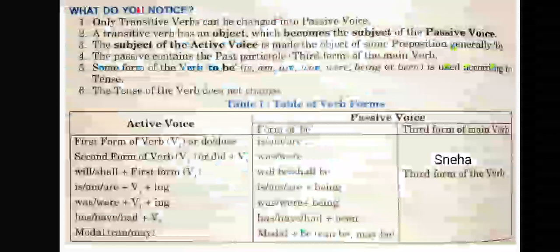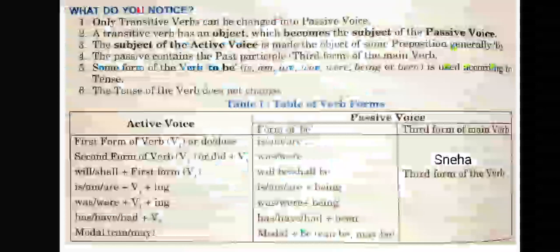Only what are we going to change? The to be verb and the form of the main verb, that is, we are going to change the form into the past participle, nothing else. If it is in present continuous tense, the passive sentence will be in present continuous tense. If it is in past perfect tense, then the passive one will be in the past perfect tense only.